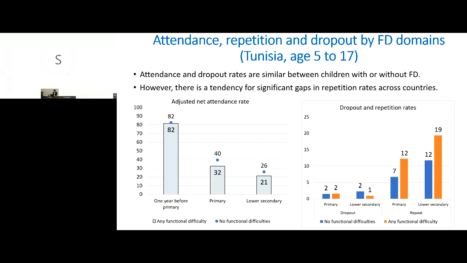On your right-hand side, you are seeing the dropout and repetition rates between children with and without functional difficulties. When it comes to dropout, there are some variations, but what we see across countries is that the variation is very small. But when it comes to repetition, there are some countries where you see a much higher repetition rate among children with functional difficulties. So we are seeing evidence that functional difficulty is affecting learning in education. We don't have very concrete, rigorous evidence yet, but about half of the countries that we have data for show that children with some kind of functional difficulties have a higher repetition rate. So we are hypothesizing that this is due to the fact that these children are not learning. Can you go to the next slide, please?